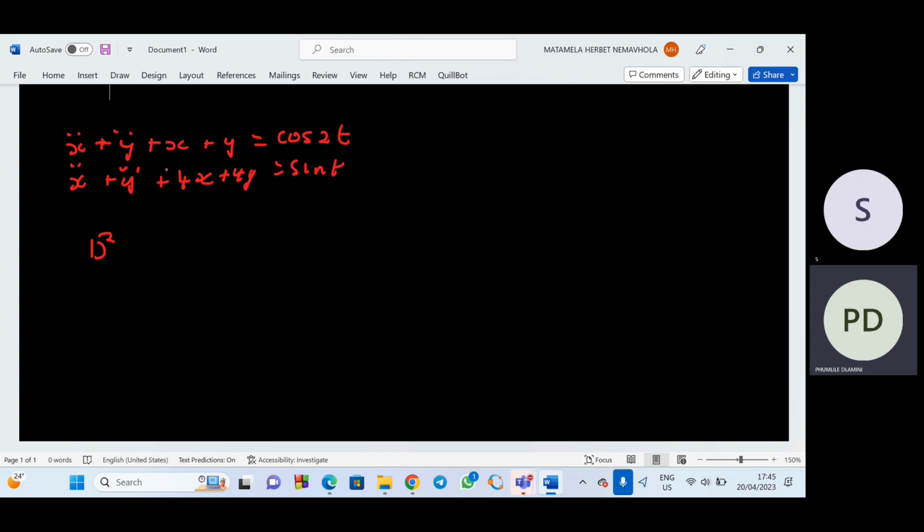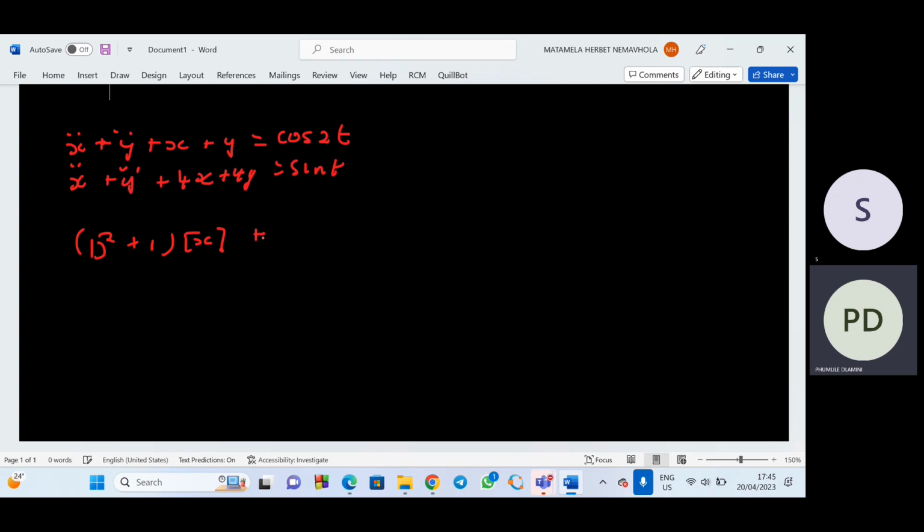Then for x here, we say D squared plus 1, and you put it in brackets to indicate that this is for x. Then plus, for the y side, you have two dots, so it's also D squared plus 1, in brackets to indicate that it's for y, which is equal to cos 2t. This we can write as equation 1.